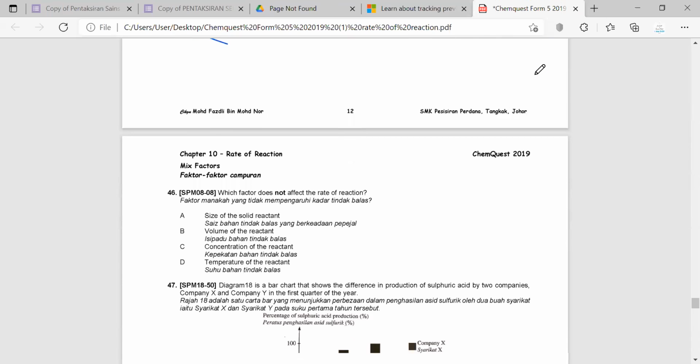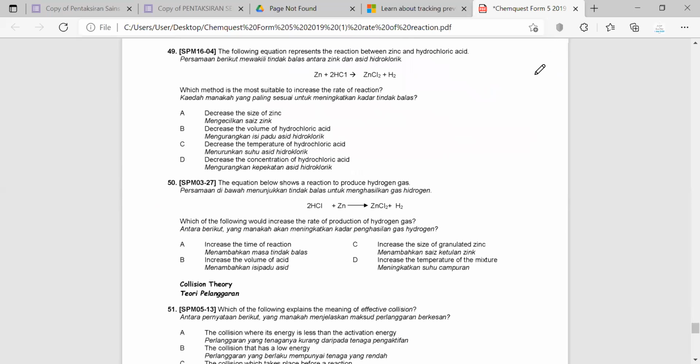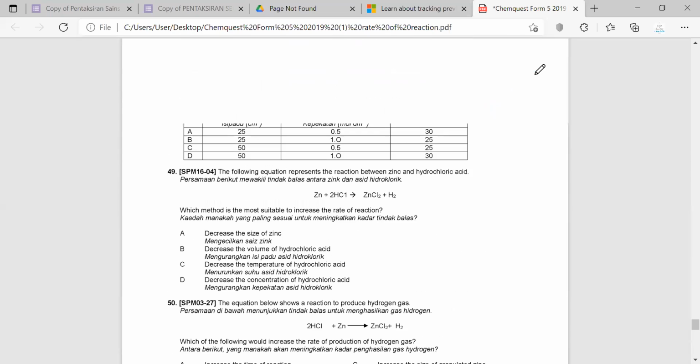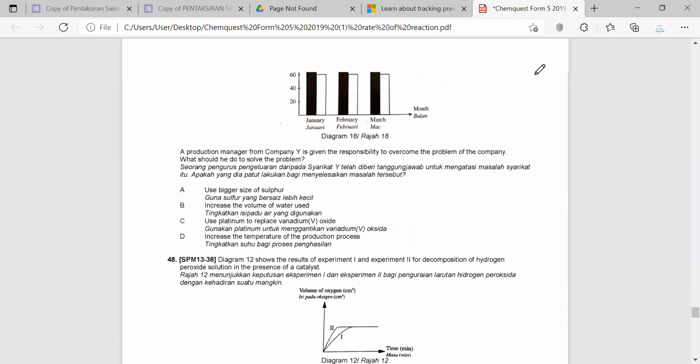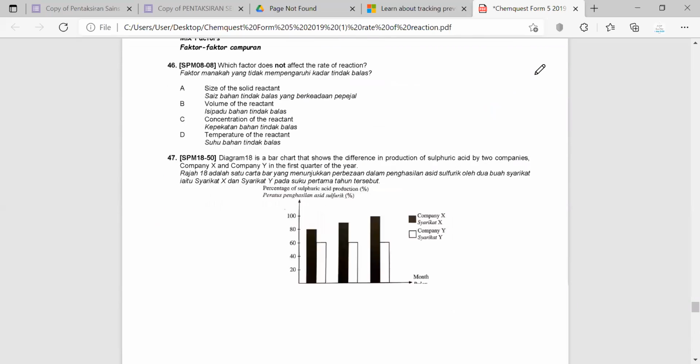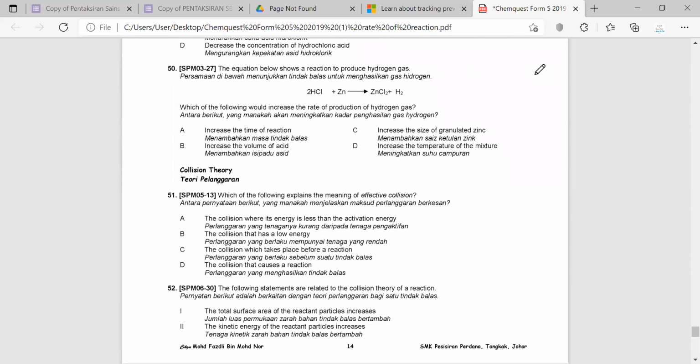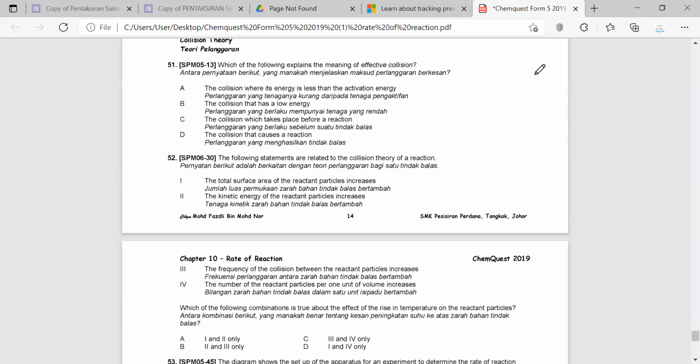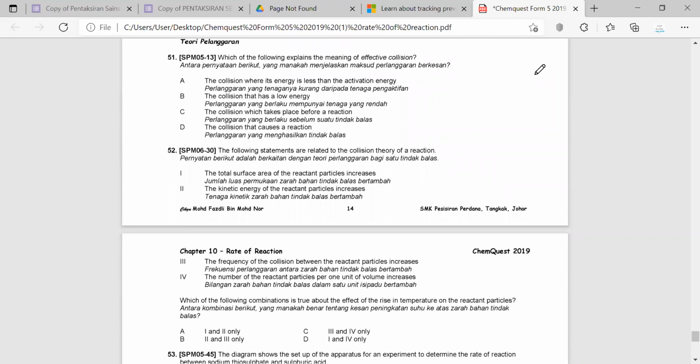Okay, so you're almost there, children. You've got a few more questions to go. Okay, I'm actually going to skip this mixed factor, you go and do it yourself. Teacher quickly goes to collision theory, because collision theory always comes up for essay. Okay, and then for Friday, if teacher can have the class, I'm going to give you essay homework. Try, because this one came out for SPM last year. Those are the questions, so I want you to try.